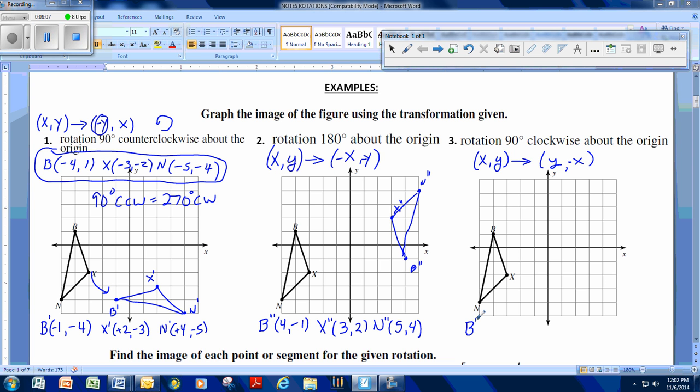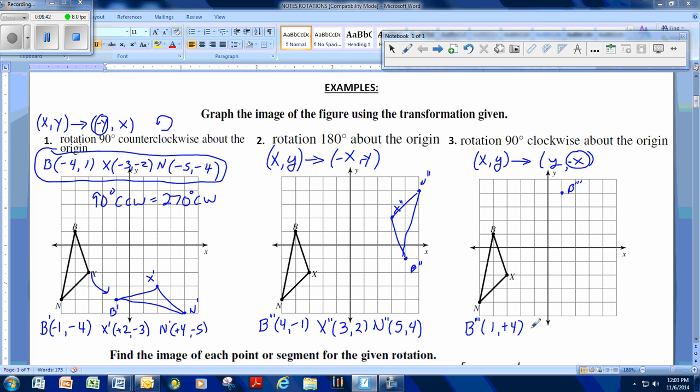So let's talk about B. B is (-4, +1), so I'm going to switch those: (1, -4). Switch their spots, and then I'm going to change the sign on that value, which will make that a +4. So (+1, +4) would be right here. That's B double prime, or sorry, triple prime.